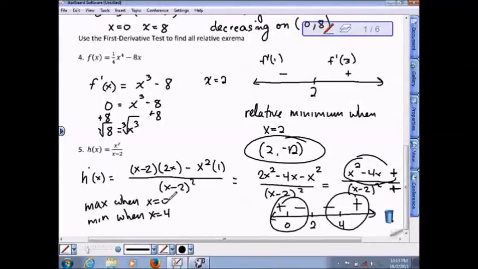And then we have to plug these values into the original function to figure out the point on the graph. So when x equals 0, h of x is equal to 0. So that point is (0, 0). When you plug a 4 into the original function, 4 squared is 16, and 4 minus 2 is 2, 16 over 2 is 8. So the point is (4, 8).